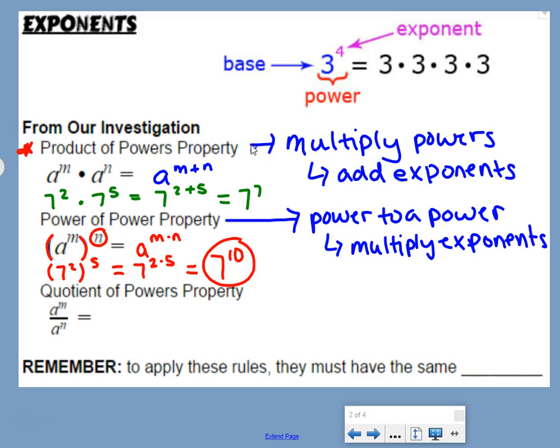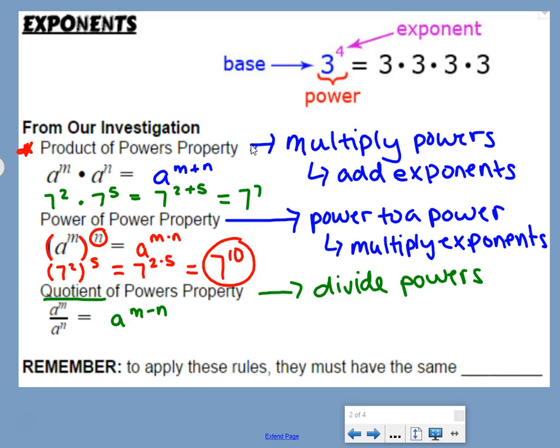All right, and then lastly, the quotient of powers property. Quotient means you're dividing. So if we divide powers, we are subtracting the exponents. We would do a to the m minus n power. So we're subtracting those powers.